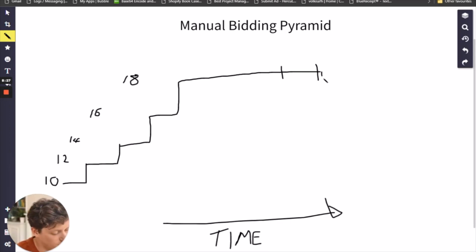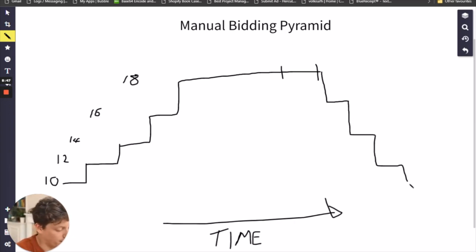So what do we do? We whack our bid down to $16 and then we leave it for 30 minutes to see what happens. Has our spending decreased on that ad group? Has our number of conversions increased? Are we making more purchases, or is our cost per purchase decreasing? If not, we then decrease the bid again and then we leave it for another 30 minutes, and so on and so forth.